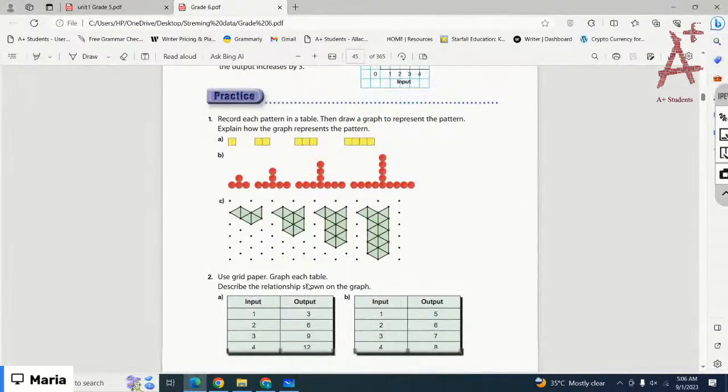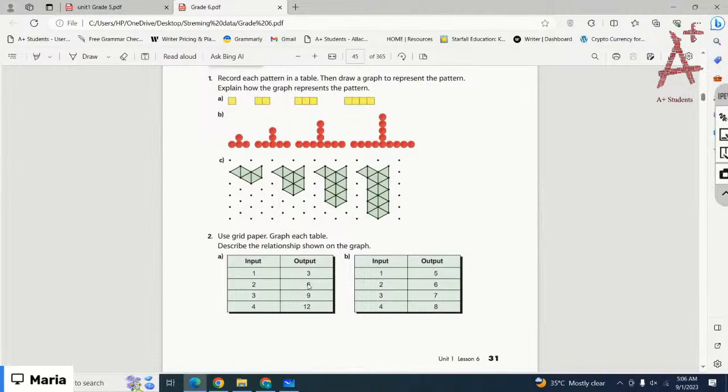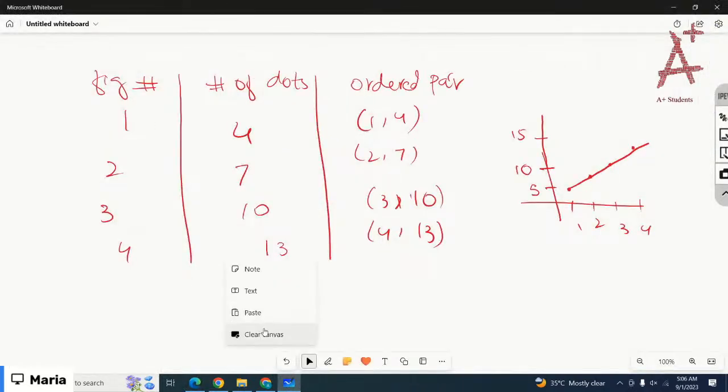For the C part, you have to do the same thing. You have to count the triangles. 1, 2, 3, 4, 5. Okay, let me just make a table. Then we'll draw a graph. Figure number of triangles, and then ordered pair.